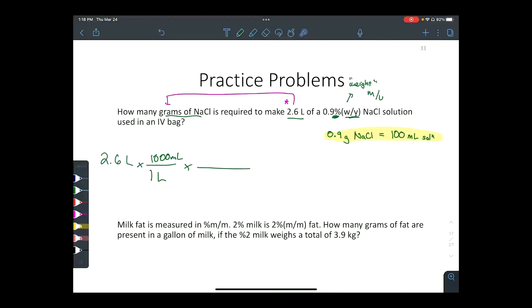Next, I'm going to use the 100 milliliter value within the equality. Does that 100 go on the top or the bottom? Bottom, yes. So you put 100 milliliters on the bottom, and up top goes 0.9 grams of NaCl. That's it, because the question's asking for grams of NaCl. All right, and what's the answer?